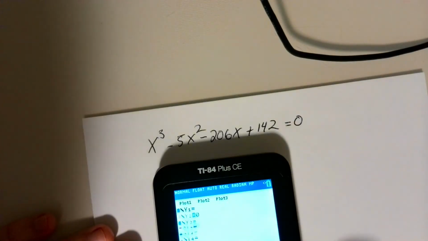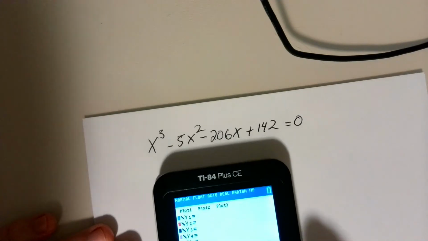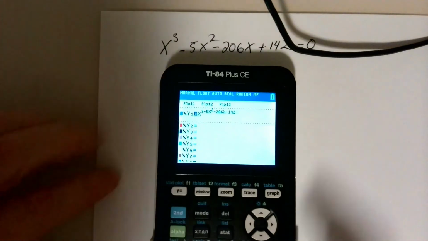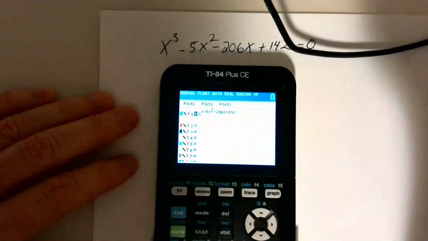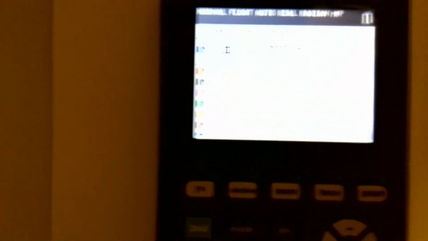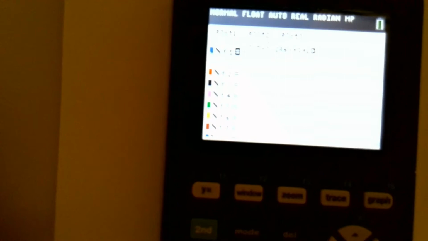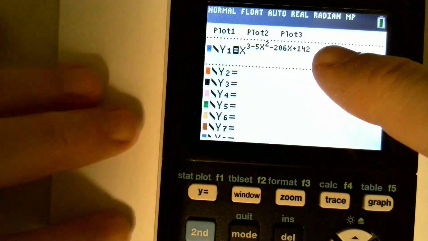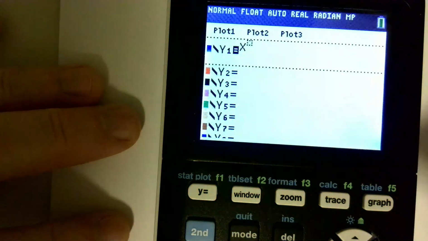Go to your y equals, clear, and I get x cubed minus 5x squared minus 206x plus 142. Oh, do you see what just happened? Nope, you probably did. Sorry, my calculator's over there. This up here again, and focus it. Try that focus one more time. Okay, you can see when I typed it, everything went into the exponent spot, and I don't want that.